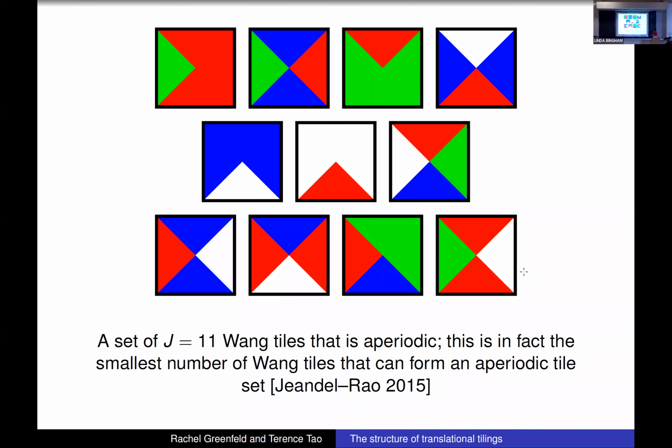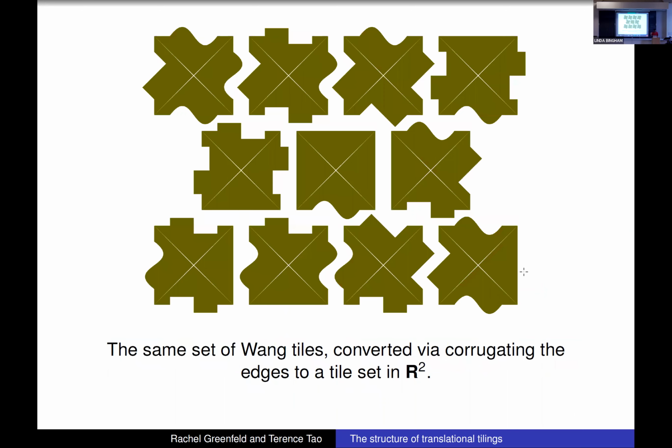In fact, 11 is the smallest set of tiles that does this. There's this amazing computer-assisted calculation of Jeandel and Rao in 2015 that there is no set of 10 or fewer tiles with this aperiodicity property. So 11 is the exact minimum number of tiles needed to make an aperiodic tiling. This is the tile set as described using colors, but you can convert it to a translational tiling, and basically every single color got changed into an edge.